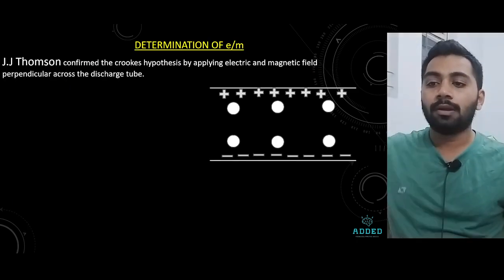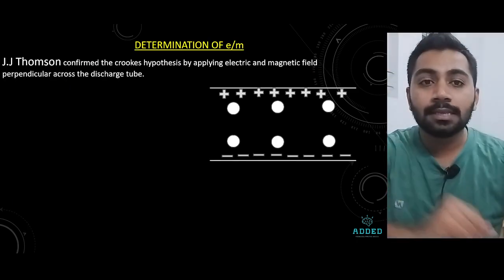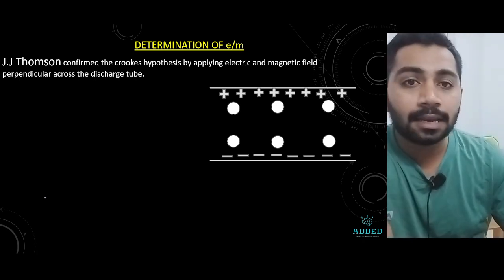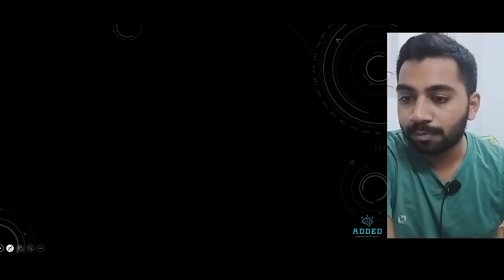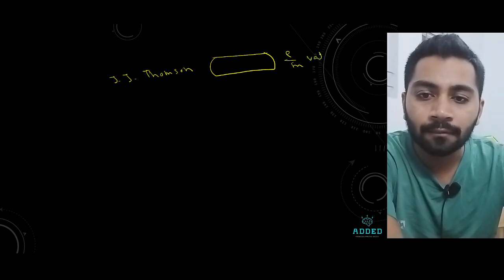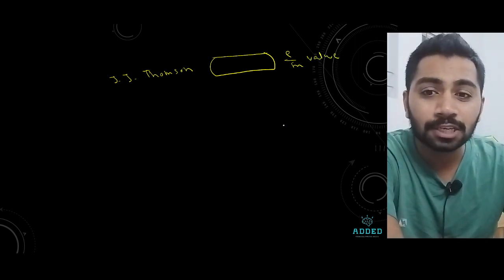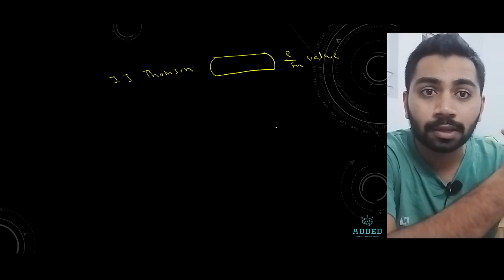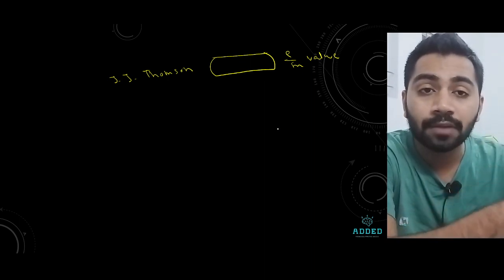Now see here. Before we calculate the e/m ratio, consider J. J. Thomson. By the discharge tube, he got the e/m value, but he always doubted: is this e/m true for all things? Is the e/m value true for all things?